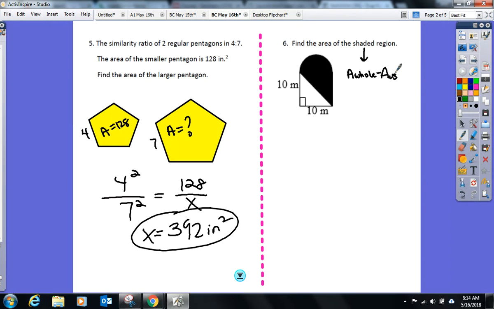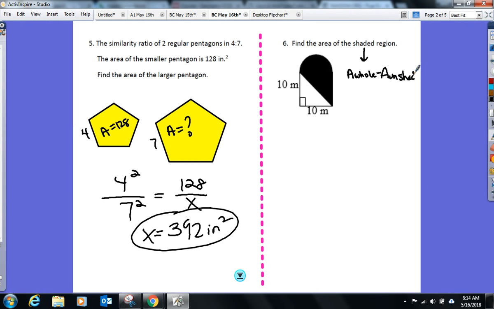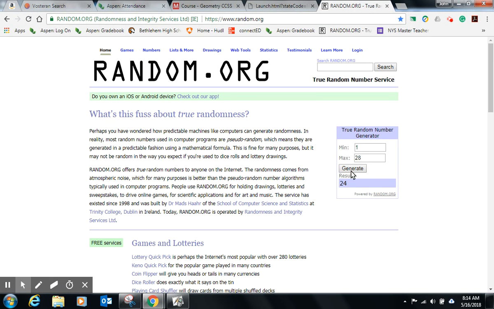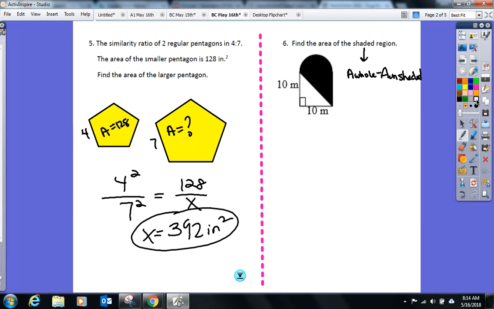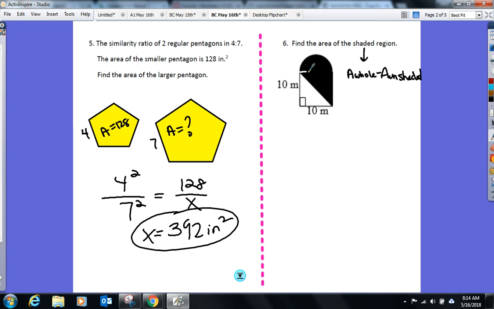Anybody want to help me? I cannot spell unshaded, first of all. There we go. How do we find the area of the whole thing? Thoughts? Area of the whole thing, 25? Split it up and find the area of the rectangle, square, and then you have a half circle on the top and find the area of that. Yep. Composite figure, everybody.